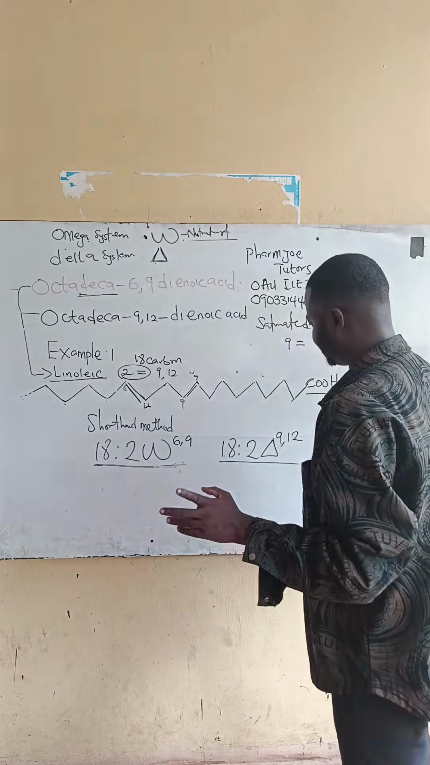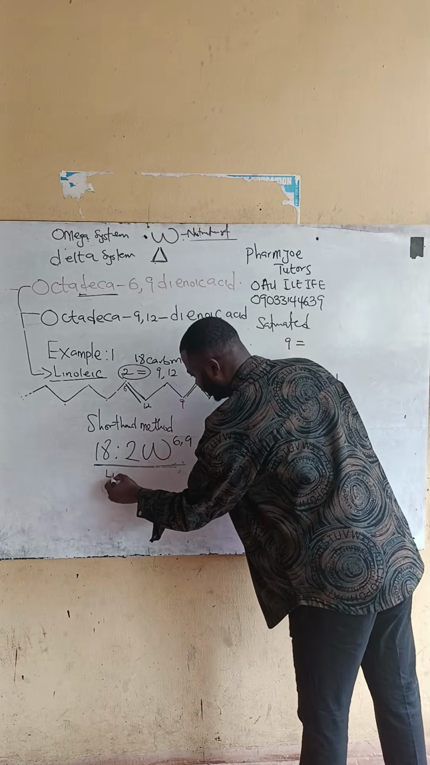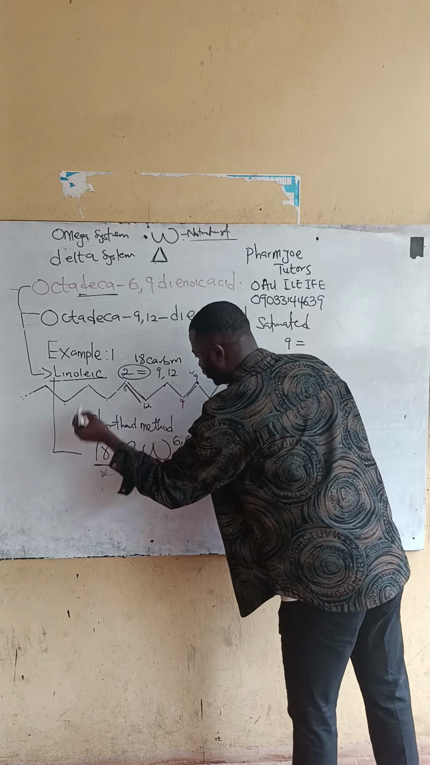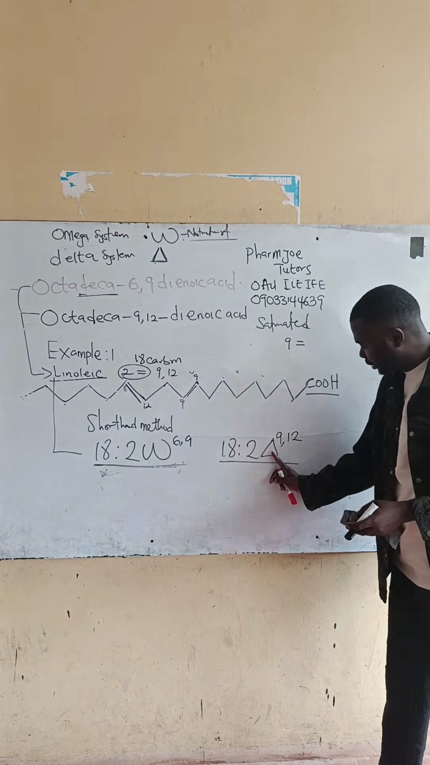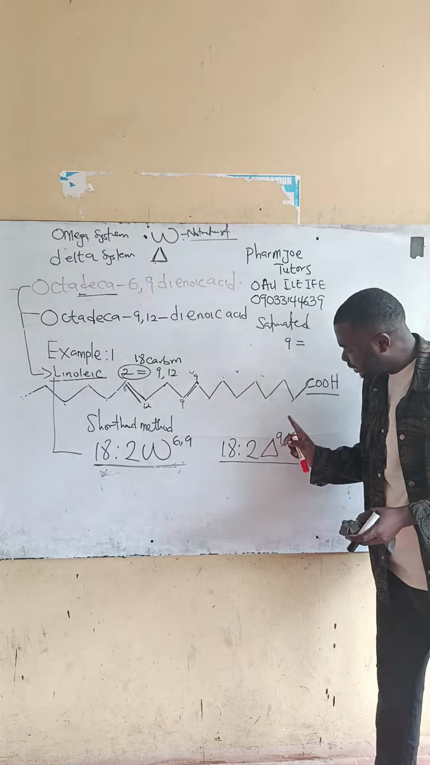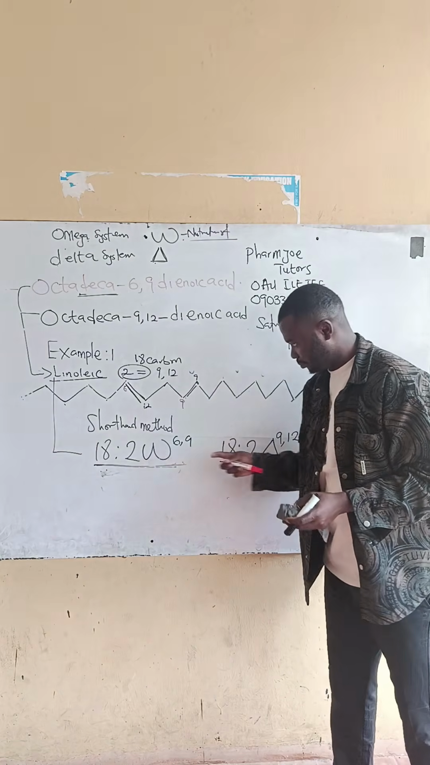And the funny thing is that this is linoleic acid. This is still linoleic acid. This is still linoleic acid. And this is still linoleic acid. Because if I draw according to this structure, 9, 12, if I count that structure, it will still give me the same thing. So the two of them are the same in a nutshell.